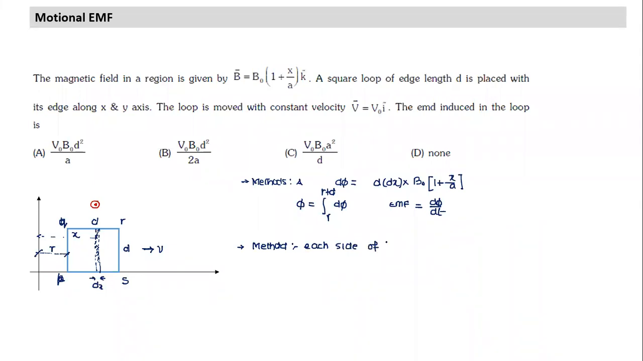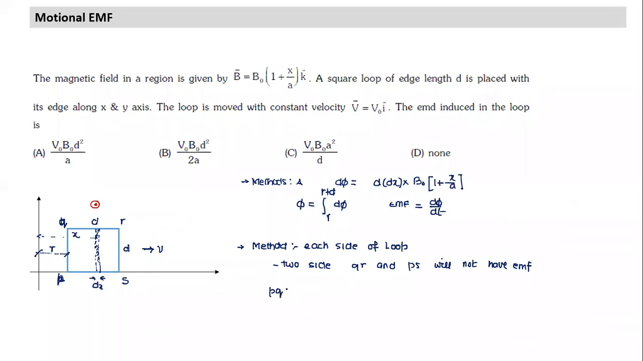When we say each side of the loop, out of 4 sides, 2 sides will not have any EMF. Which 2 sides will not have an EMF? Those whose length is along the same direction as velocity. The 2 sides, QR and PS, will not have an EMF. So we are left with only 2. So we'll calculate the EMF through PQ.